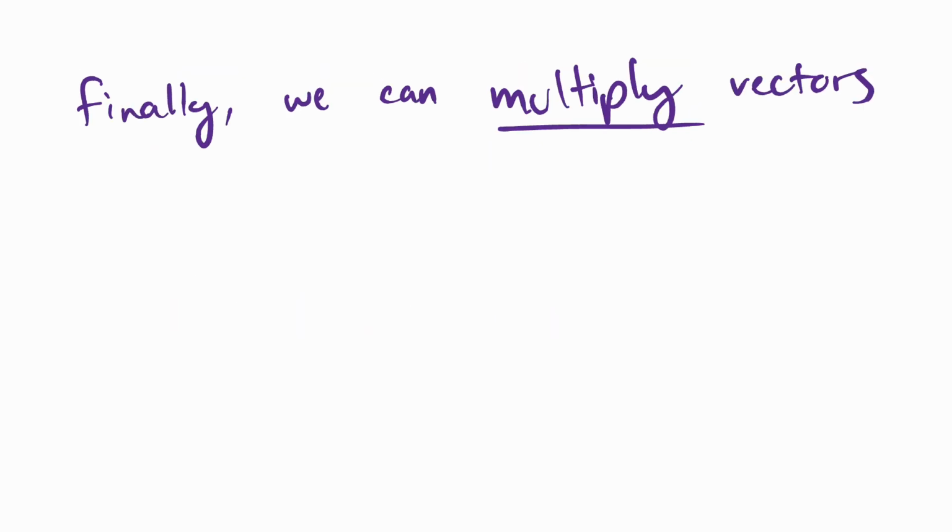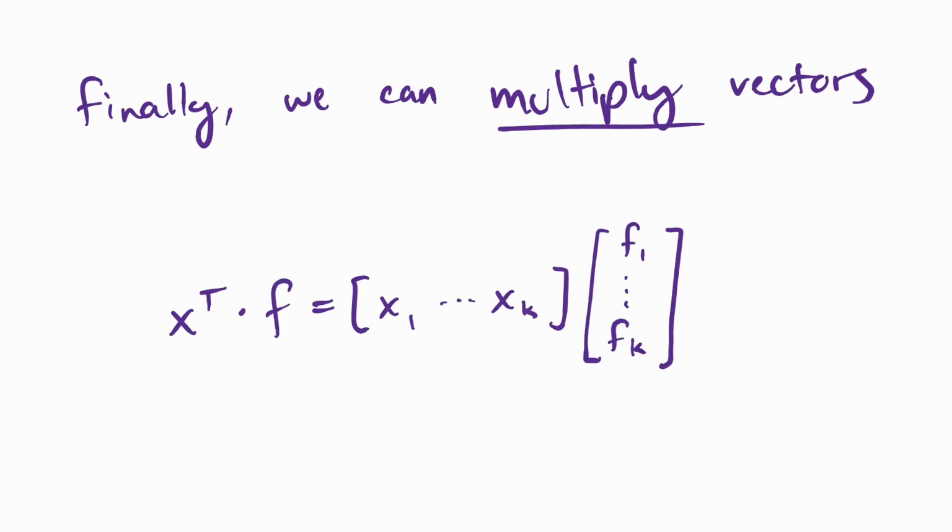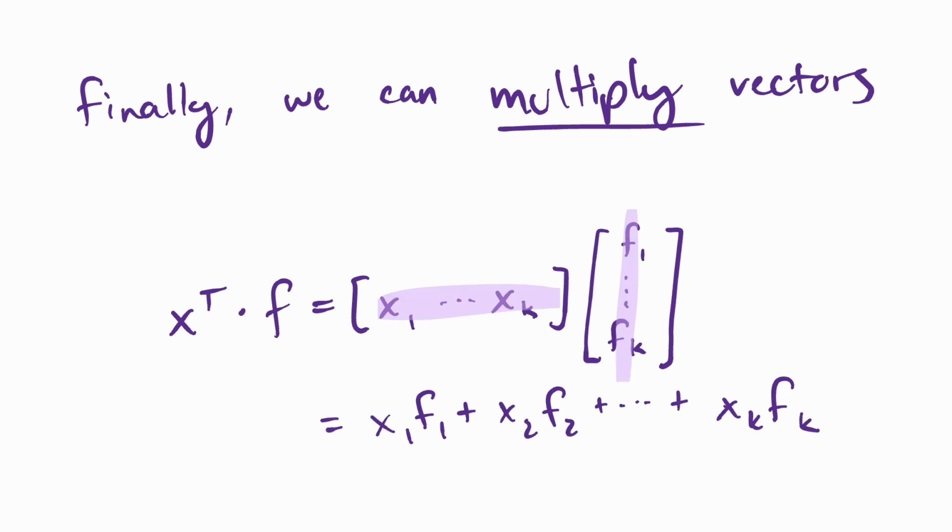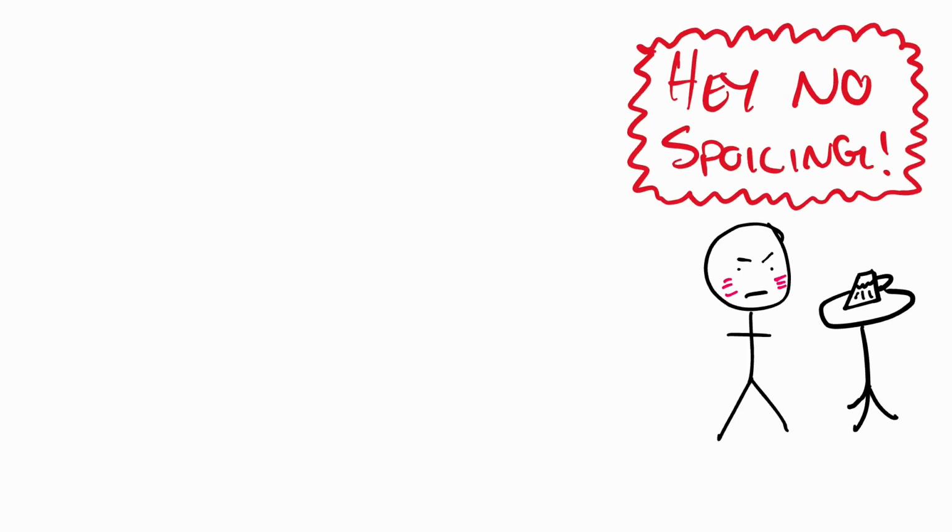And finally, we can multiply two vectors. If we have a row vector and a column vector, we can simply multiply by doing entry-wise multiplication and summing between the two vectors as such. Hey, isn't that the solution? All right, let me try this.